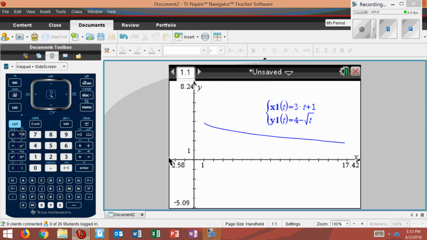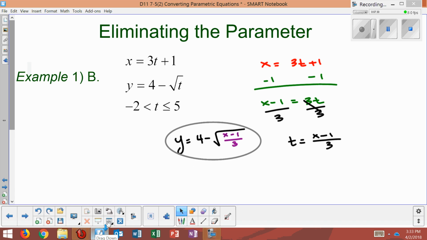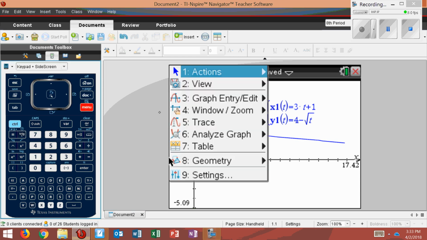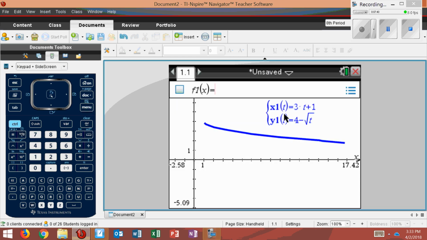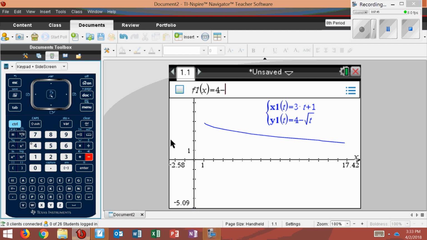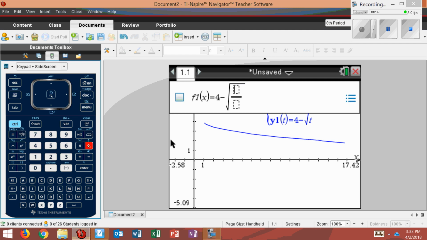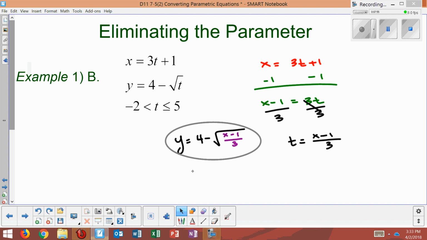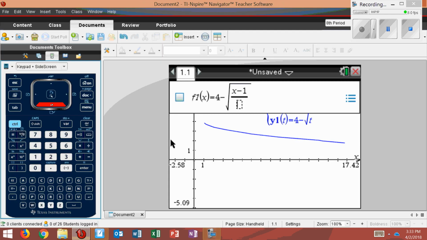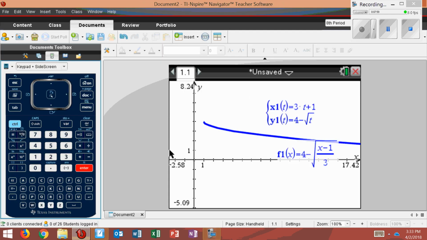And now our answer we had was that y equals 4 minus square root of x minus 1 over 3. Again, you can write this as a function because y is like f of x. So if I go menu, graph entry, function, it'll take me back. And so I'd say y equals 4 minus square root, here was that fraction, x minus 1, I believe, x minus 1 all over 3. Hit enter. Notice it's exactly the same graph. So we did, in fact, do it correctly.